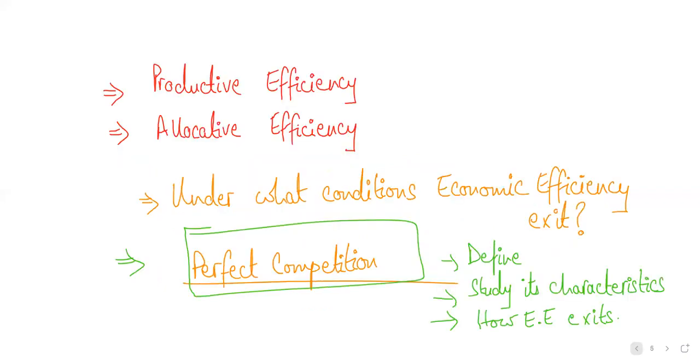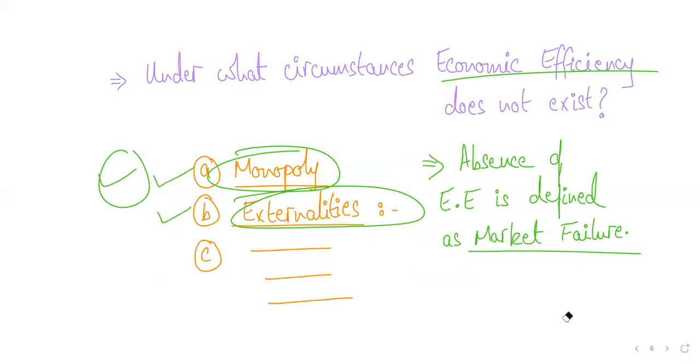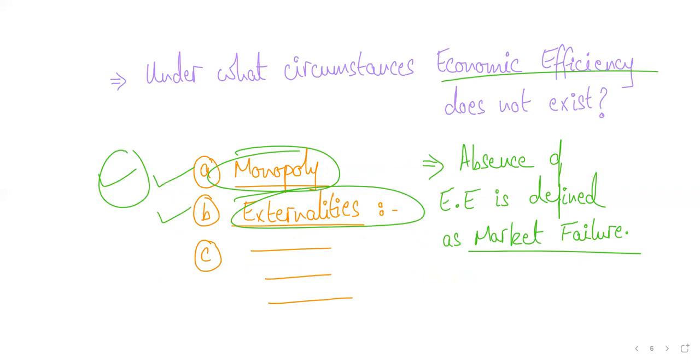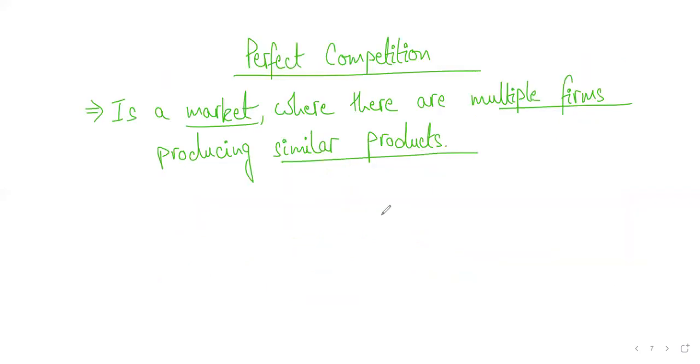After knowing what productive and allocative efficiency is, we talked about under what circumstances economic efficiency exists, and we said perfect competition is where there's complete economic efficiency, right? And that is what we are discussing. And under what conditions economic efficiency doesn't exist, we came across monopoly, externalities, and some other examples that we'll discuss at a later stage. And these cases are known as market failure. Then we talked about what is perfect competition. It's a market where there are multiple firms and they are producing similar products.